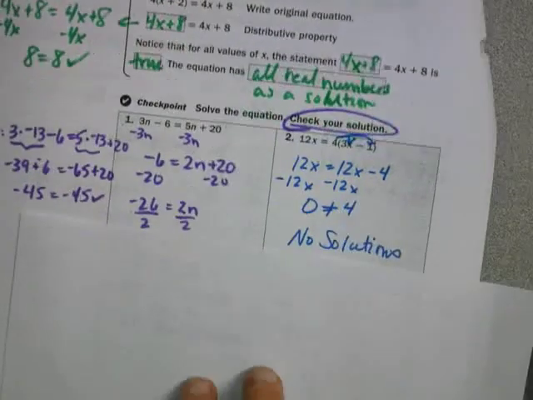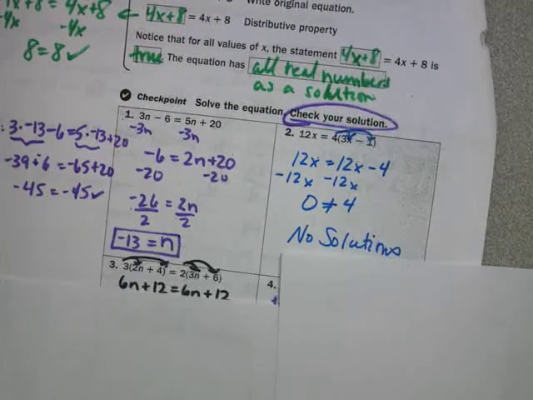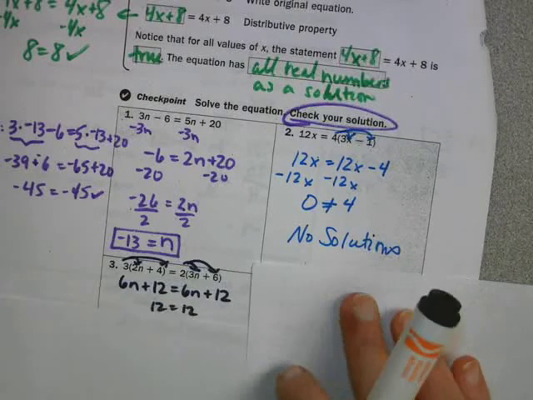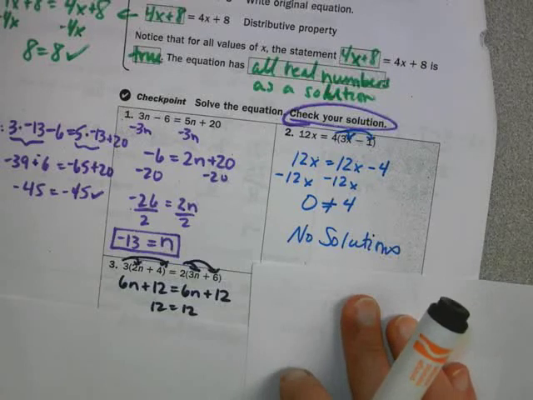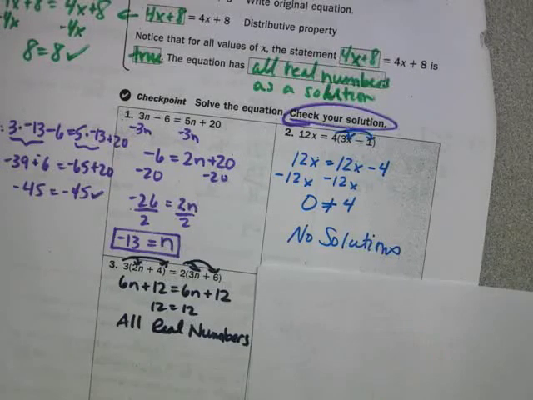In number 3, you're going to distribute, and as soon as you do that, you should have recognized you have an identical statement on each side. Each expression is the same. If you didn't, you would have subtracted 6n, and then you would have gotten 12 equals 12, which is also a true statement. So then we say all real numbers. And you'll notice there's not a check when there's no solutions or all real numbers. Certainly you could plug things in to prove that nothing worked here and that everything worked there, but other than that, there's not just one check that's true.